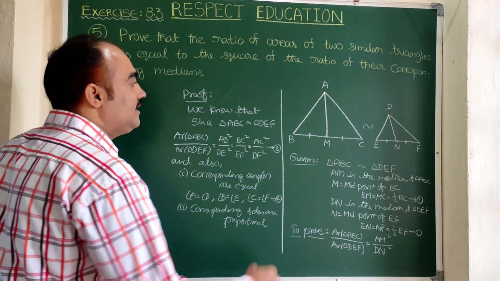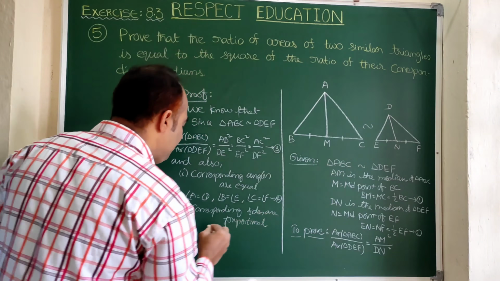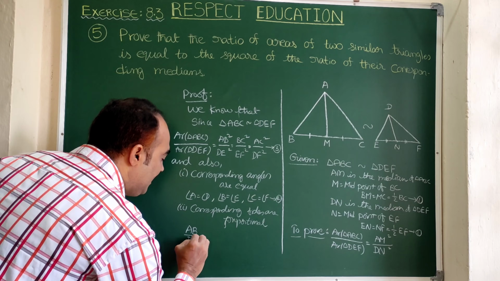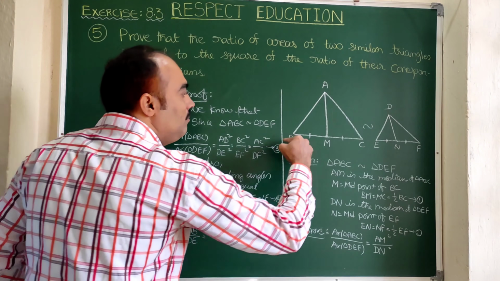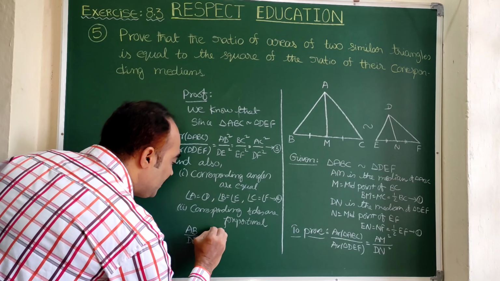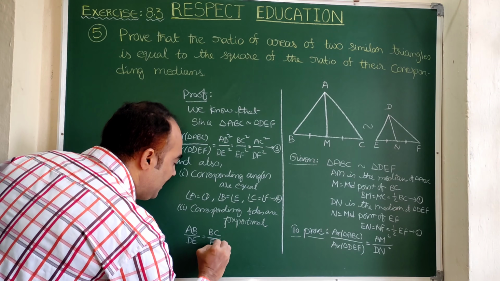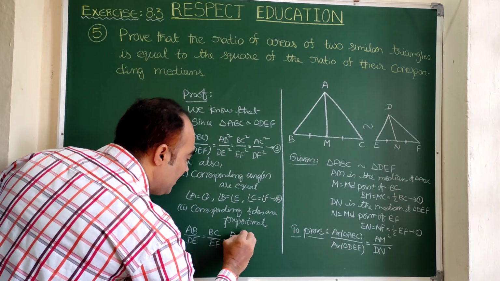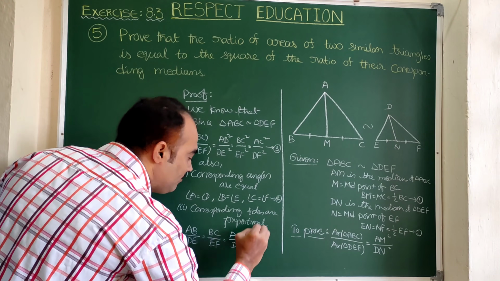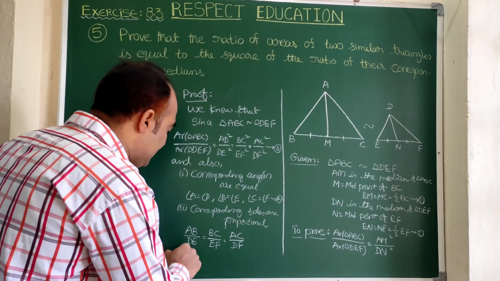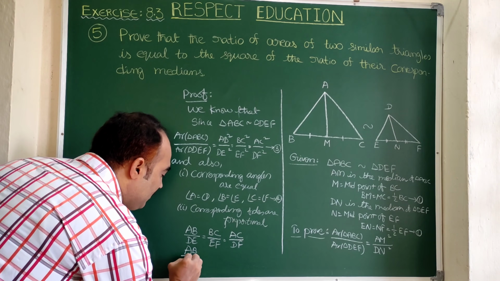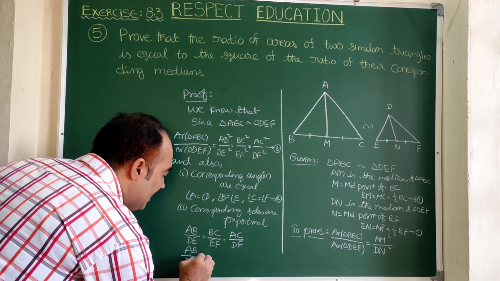So we can take AB by DE, AB by DE is equal to BC by EF, BC by EF is also equal to AC by DF. Right. Now let us write AB by DE as it is.